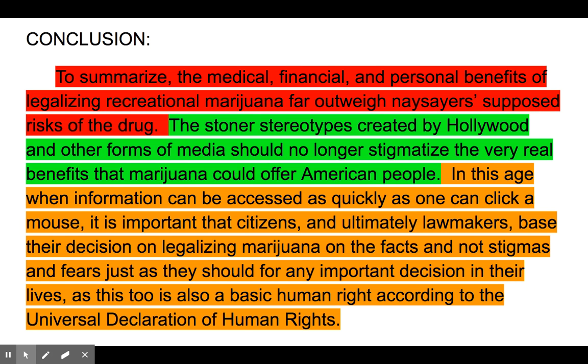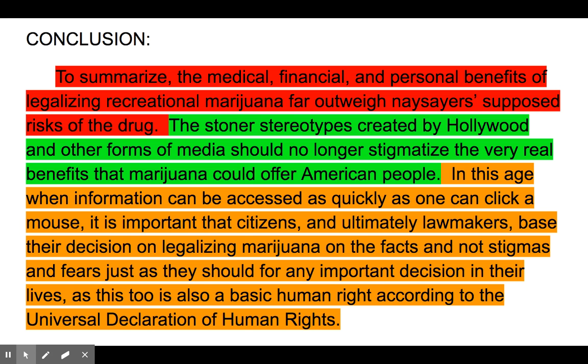Next, we have the A, or the revisiting of the attention getter. The stoner stereotypes created by Hollywood and other forms of media should no longer stigmatize the very real benefits that marijuana could offer American people. So, we talked about those two characters from those films at the beginning. We're revisiting that idea at the end and about how that's harmful to the viewpoint of society. Okay, so I've revisited it. I've explained why it's connected to my argument, and it's not just an isolated thing at the beginning by itself. It's now come full circle. I've used it again. There's a point to me making that reference at the beginning.